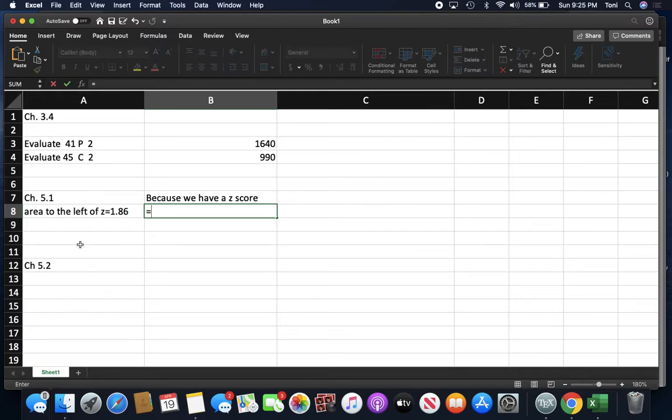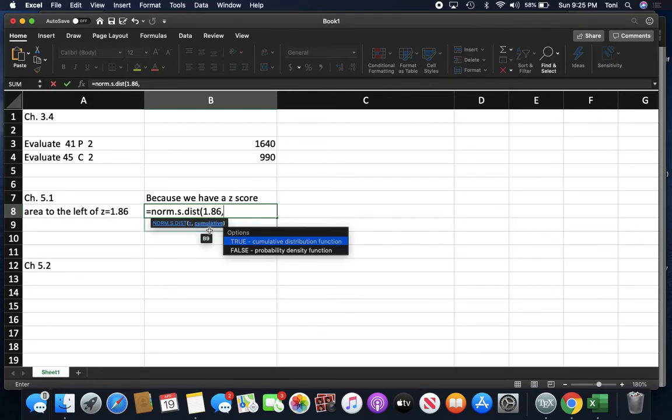The function is equals NORM.S.DIST. The S here stands for standard, so it's the standard normal distribution. We need two parameters. The first parameter is the z-score, which we already have, 1.86, and then we need to determine whether we want the cumulative distribution or not. So the z-score, 1.86, comma.